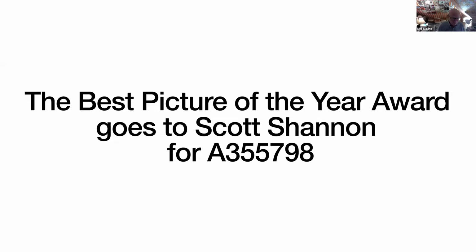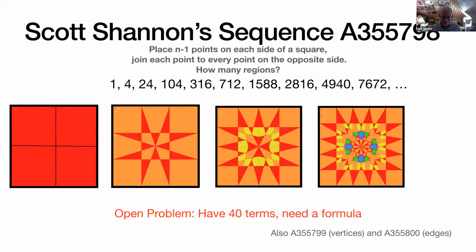All right, so as long as I was talking about the best sequences of the year, why not have an award for the best picture of the year? And so the award for the best picture of the year goes to Scott Shannon for his sequence A355798, which it's a sequence, and it goes like this.